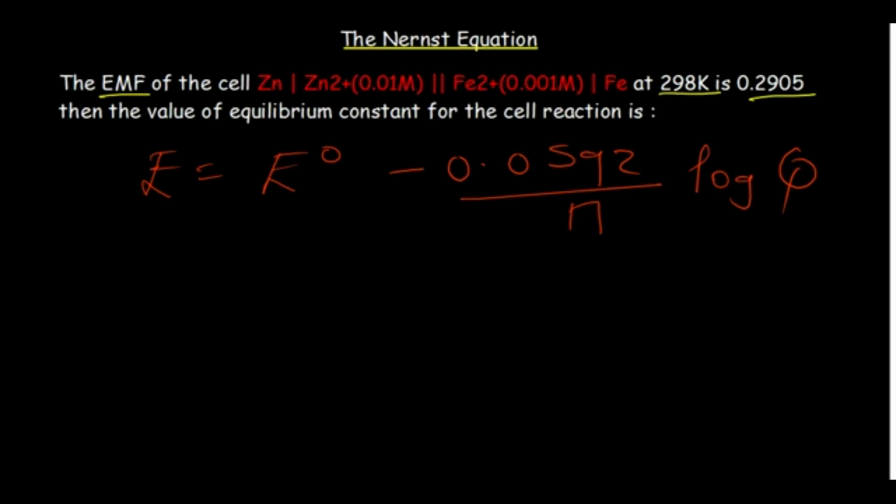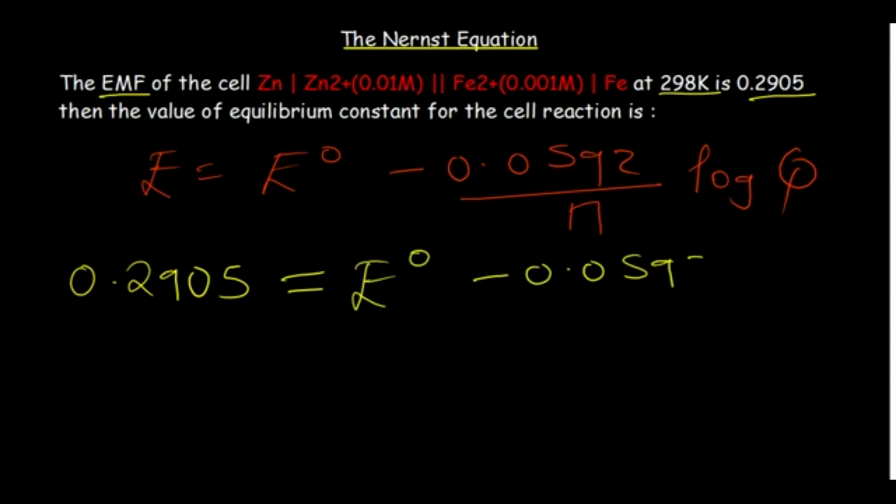Going back to our equation, our non-standard cell potential has been given to be 0.2905, equal to our standard cell potential, which is what we're trying to find. For the number of electrons, this one is very easy for you to tell. Oxidation was from zinc to what? Reduction was from iron 2 to iron. I'm sure you're able to tell that is the difference of 2 electrons being lost, 2 electrons being gained, right? So no need of us balancing anything, we just have to substitute directly. So we'll say over 2, and then log Q.